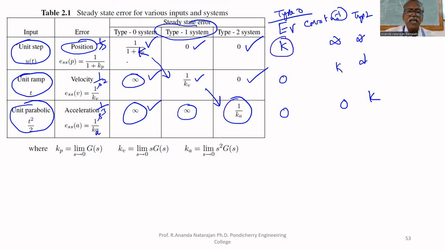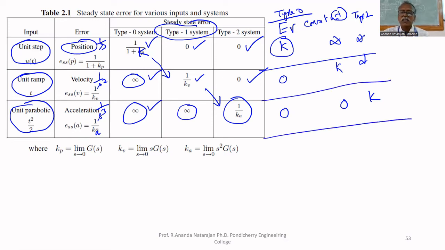If you substitute that K, you will get 1 by 1 plus K. If you substitute that infinity, you will get 1 by 1 plus infinity, that's why 0. So this is the same for error constants also: the error constants for type 0 system, type 1 system and type 2 system.